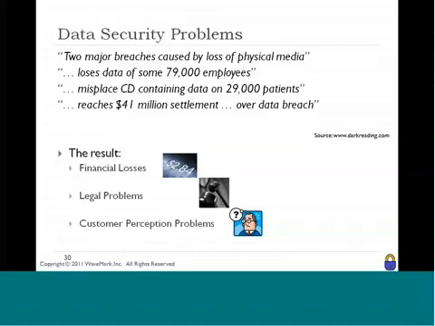They result in financial losses to the organization. They result in legal problems, and they certainly result in customers' perception problems. We all remember that we've read them in headlines and so on.